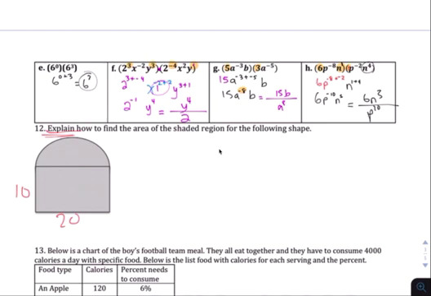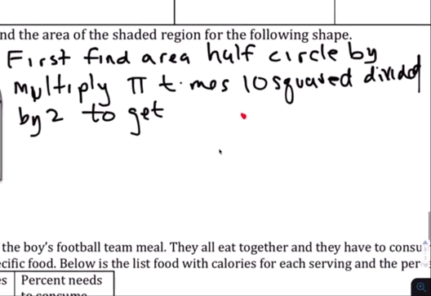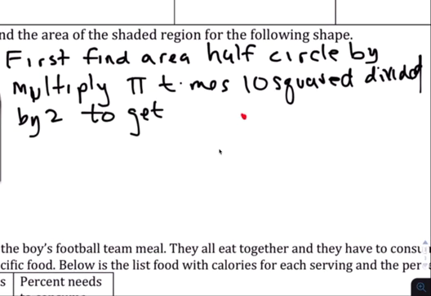It says to explain how to find the area of the shaded region. I'll go to the other one I started, at least in this one I started already. First, find the area of half a circle by multiplying pi times 10 squared divided by 2. Put it on the calculator. So pi times 10 squared divided by 2 is equal to 157.0708.